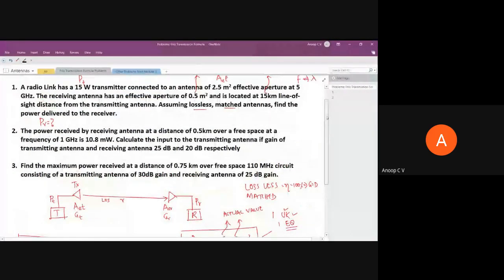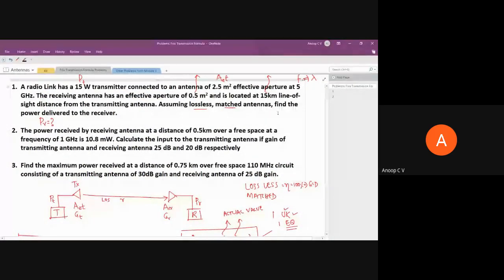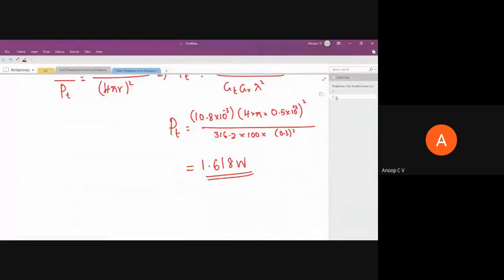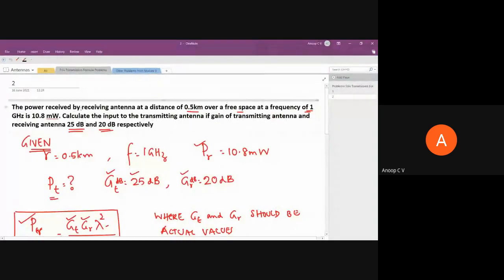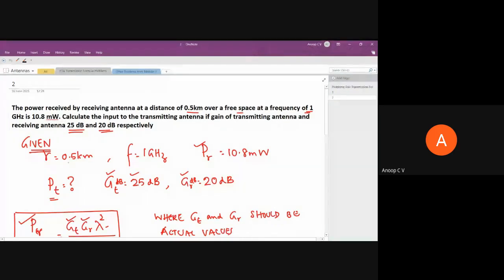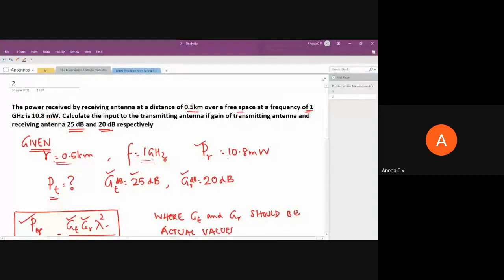The next problem is the power received by a receiving antenna. I shall show the solution. What is given: the power received by a receiving antenna at a distance of 0.5 kilometer over free space at a frequency of 1 gigahertz is 10.8 milliwatts. So R is equal to 0.5 kilometer, frequency is 1 gigahertz, and power received is 10.8 milliwatts. Calculate the input to the transmitting antenna. That is, PT is what we have to find out.